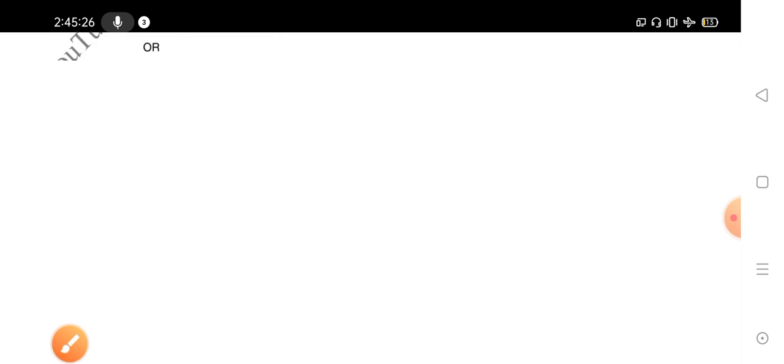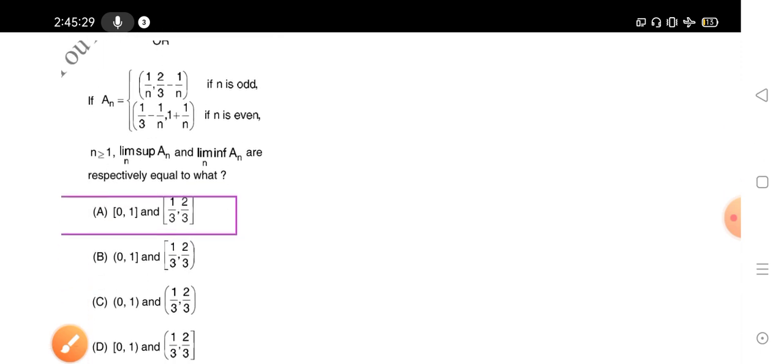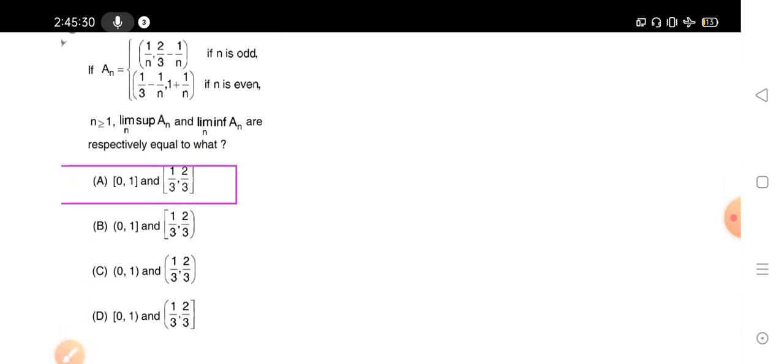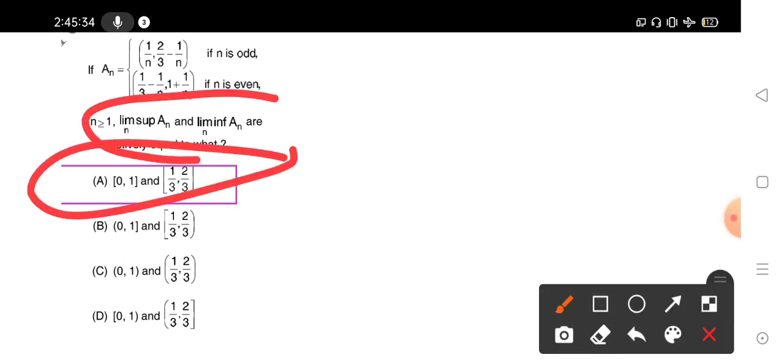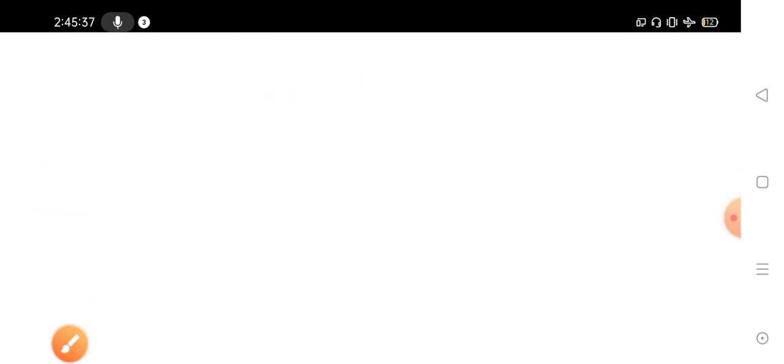Answer is A. If a_n is equal to 1 upon n, here option A is correct. Here find the limit supremum of a_n.